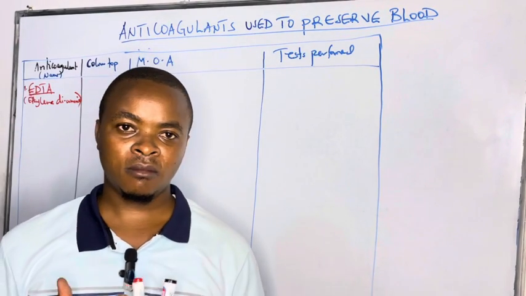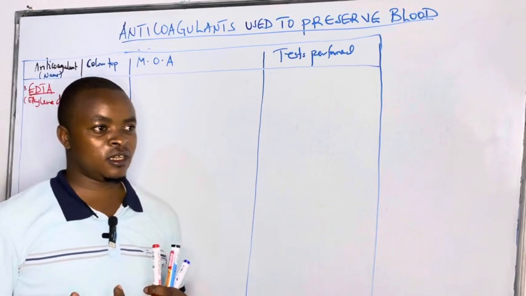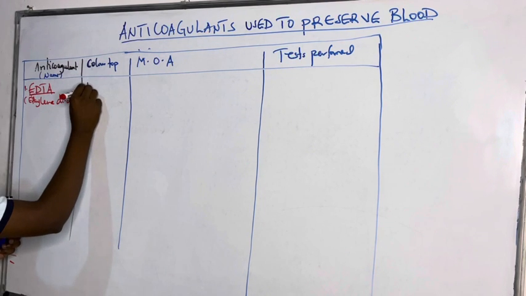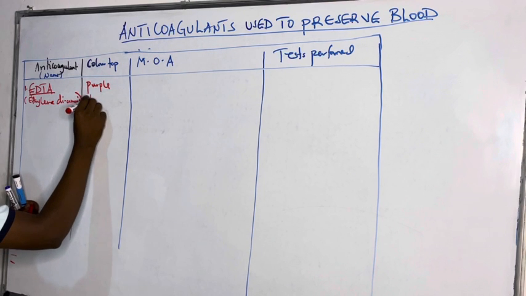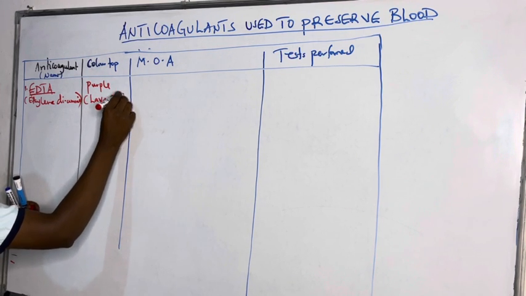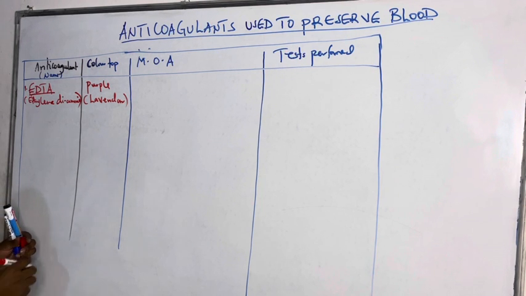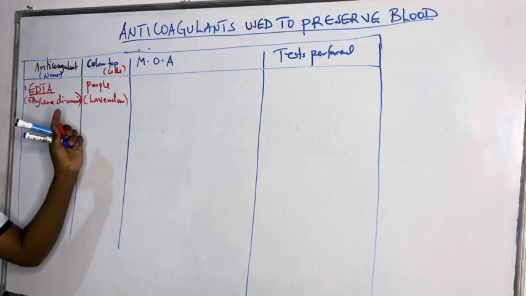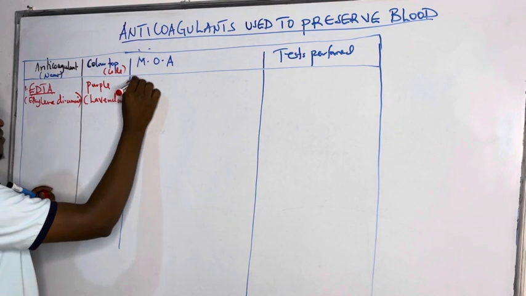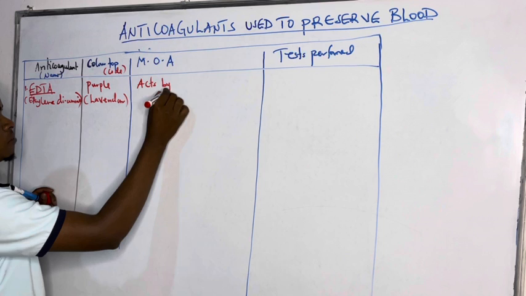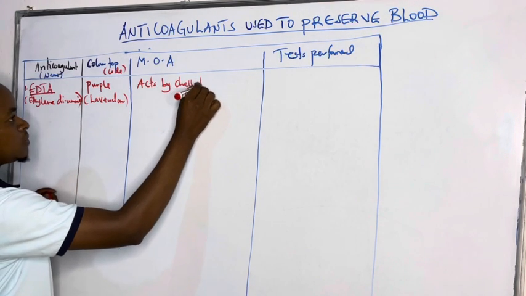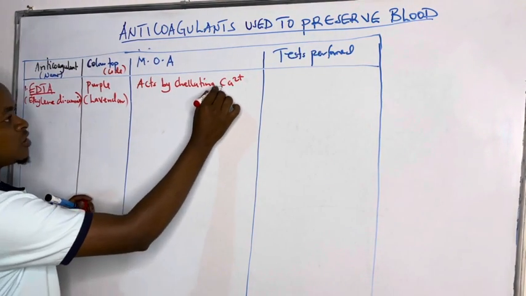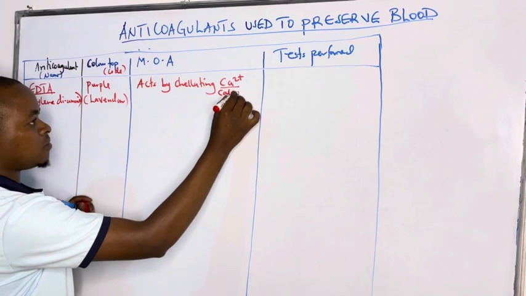That is EDTA blood. Whenever you collect blood in an EDTA tube, its color top is known as the purple top. You can always call it purple, or sometimes we call it lavender. That is the color code for it. Its mechanism of action is that it acts by binding, or chelating, calcium ions. Chelating means binding. But in an exam, avoid writing short forms, so we can always write it as calcium.